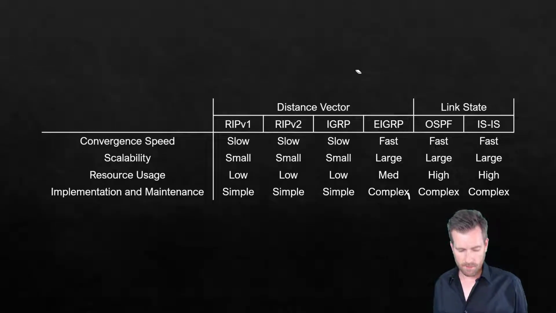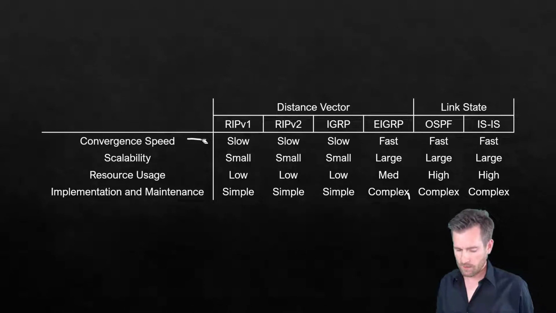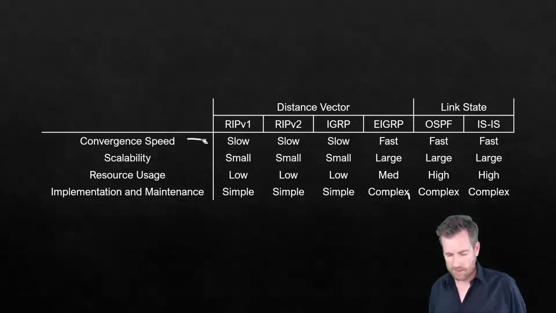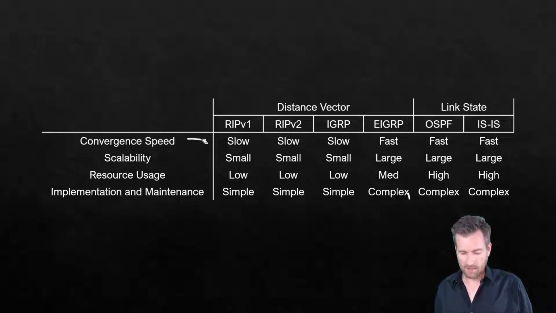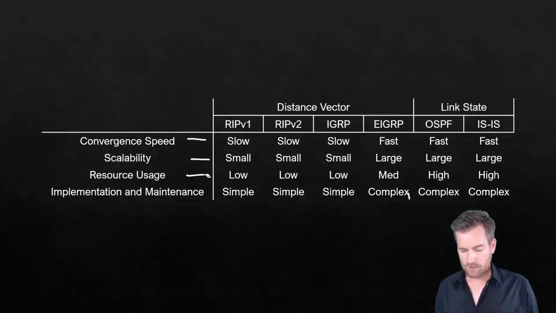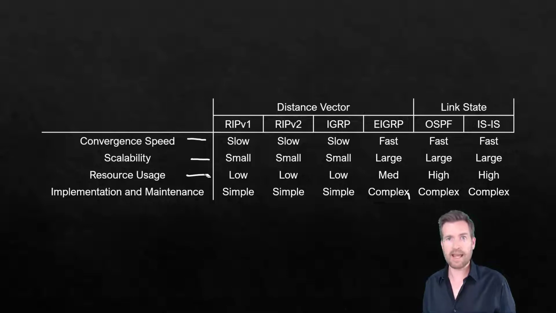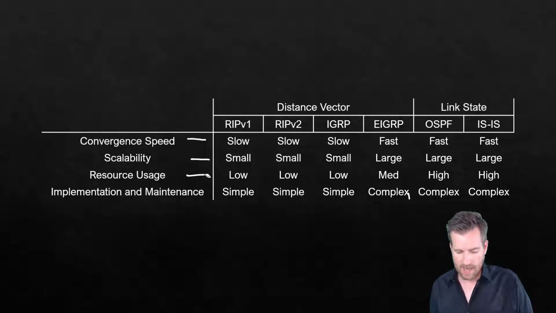All right, here's another breakdown of it. We talked about convergence speed here, and so here are some different aspects of how these different routing protocols compare: how fast they can converge, how scalable each one is, the resource usage that each one will take up, and resources would mean how much compute power a router will need, how much memory a router will need, and how easy it is to implement and maintain.